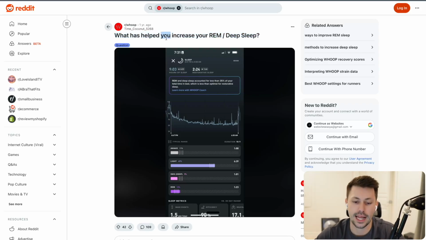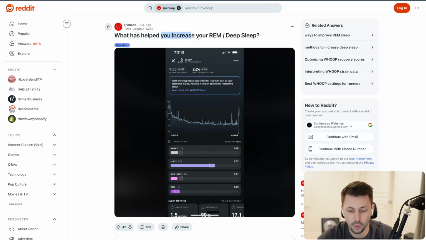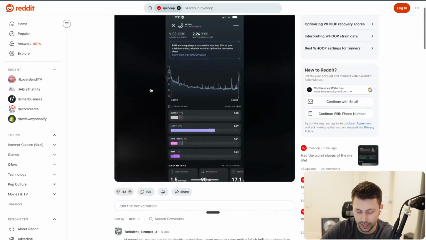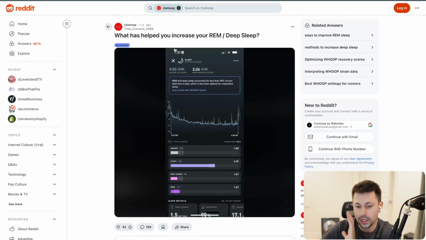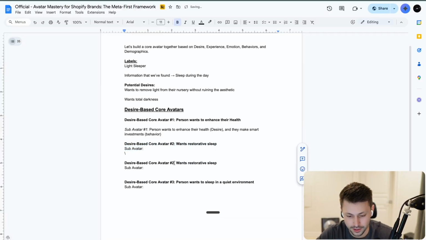And so let's take a look at how we can do both of that. I'm going to show you how to do this in the next module with sub avatars, which I'm going to jump straight into, but you could also use this as a core desire, again, if you want to go more specific. And so here, this person is saying, what has helped you increase your REM or deep sleep? Well, we can assume that if they're asking this question, and sometimes they provide more context, right? They actually want to increase their REM and deep sleep, right? So this could also be another core avatar that we could test. So we could just call this like 2.5 if we want.